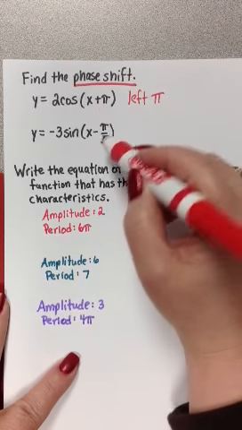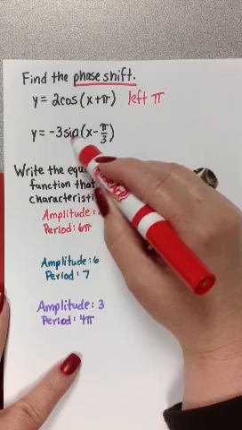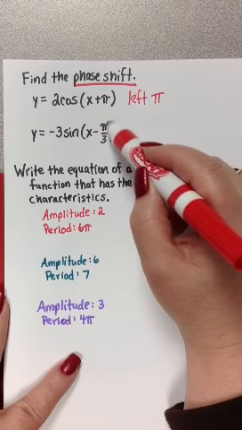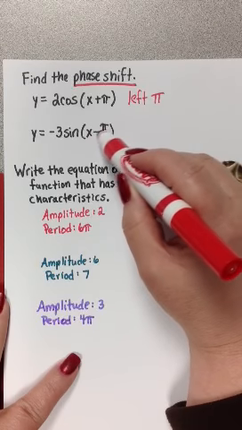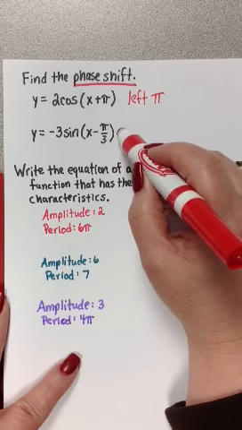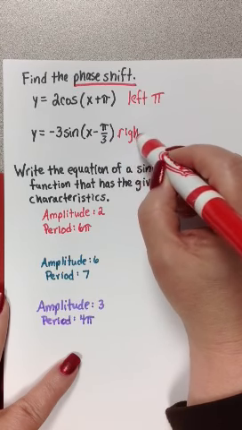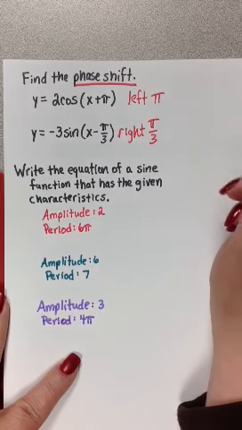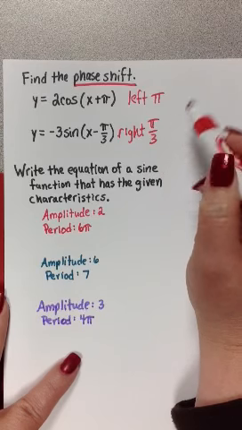Okay. The next one, it says y is equal to negative 3 sine of x minus pi over 3. The phase shift is what's in the parentheses here, and since it's a minus, we will go right. So it'll be right, and the amount is pi over 3. Really, just do you understand transformations?